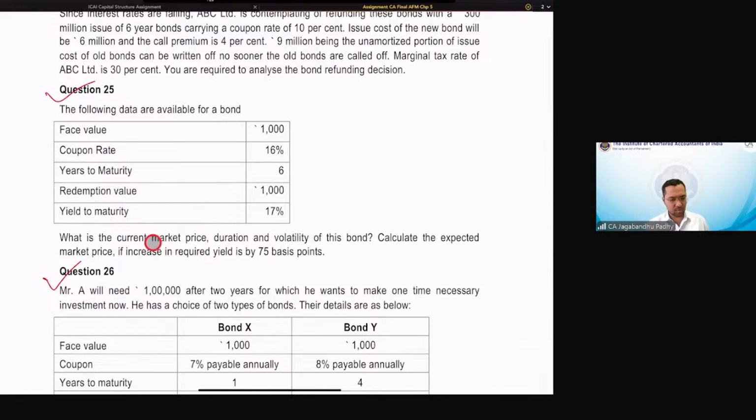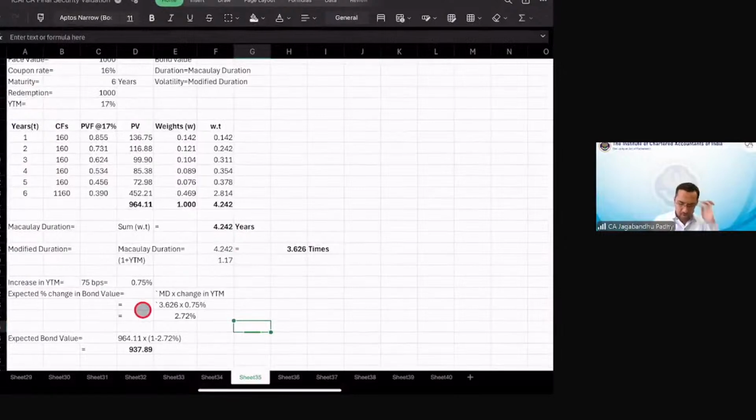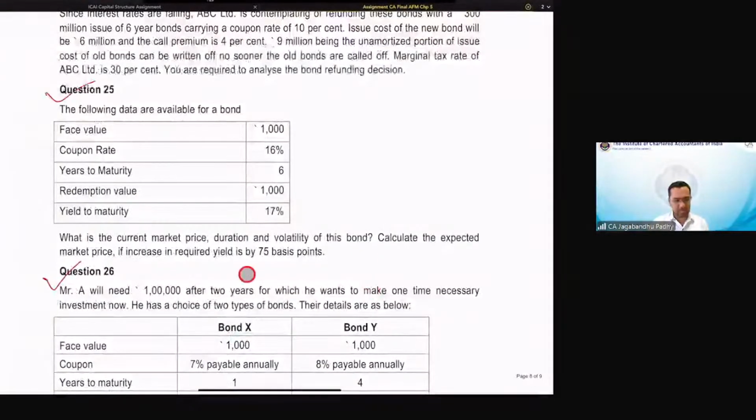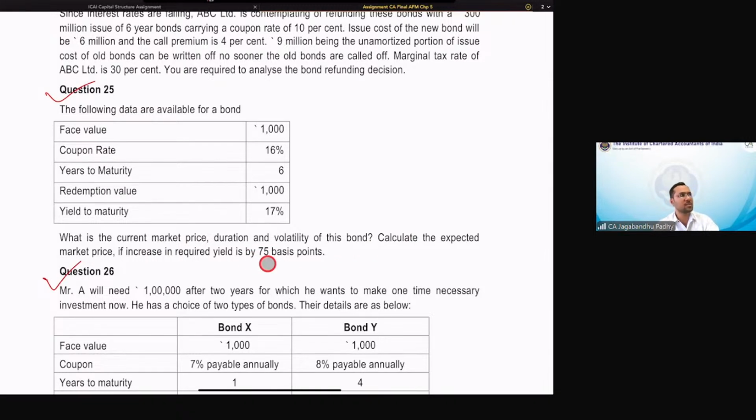We wanted the current market price and also duration and volatility, right? So we need to calculate this part. Expected bond value is calculated as the expected market price. This is not the actual market price. Actual market price will be based on the actual YTM that we observe. So we are looking at the volatility. This is a hypothetical scenario: if the yield is changing by 75 basis points, what is the expected change in bond value and what is the resultant impact on the bond price?